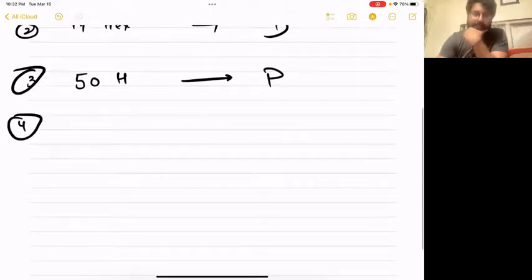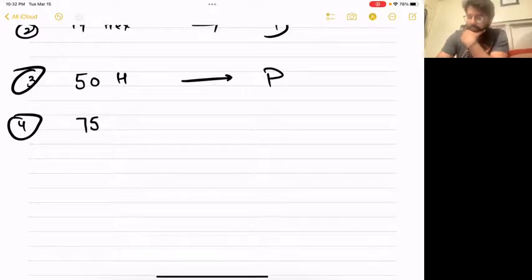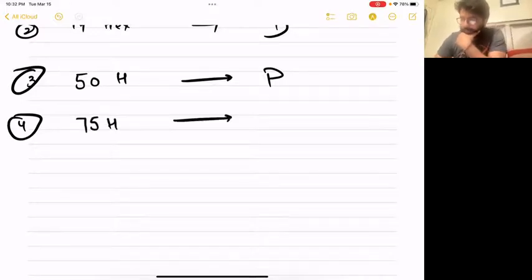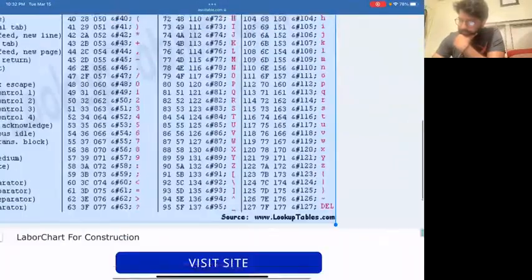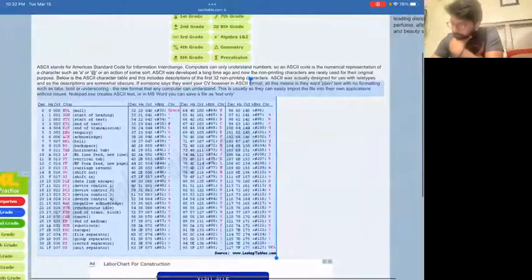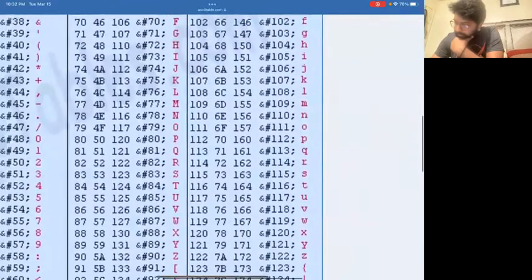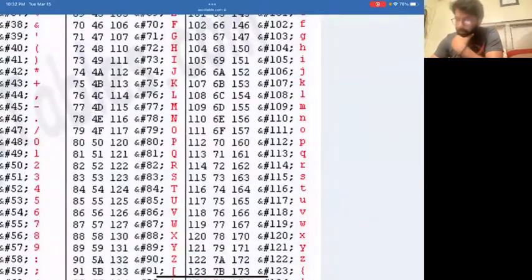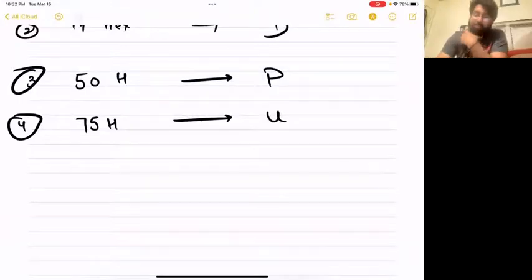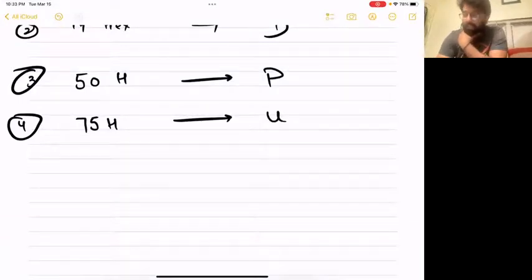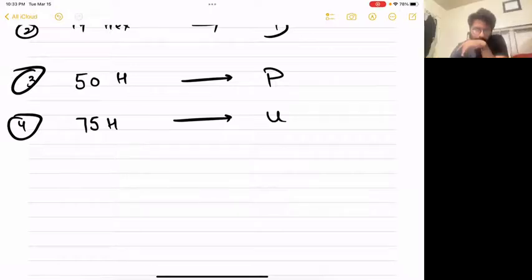And the last one is 75H. If we look up the ASCII table, 75H is letter u, but the smaller one, not the capital one. So these ones were pretty straightforward. I don't think these need any further explanation.